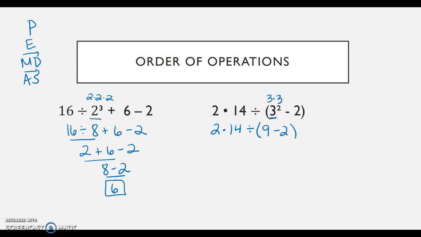minus 2. So now we're still finishing that set of parentheses because that hasn't gone away yet, so we have to do the subtraction inside. So 9 minus 2 is 7. And then drop down what we haven't used yet.